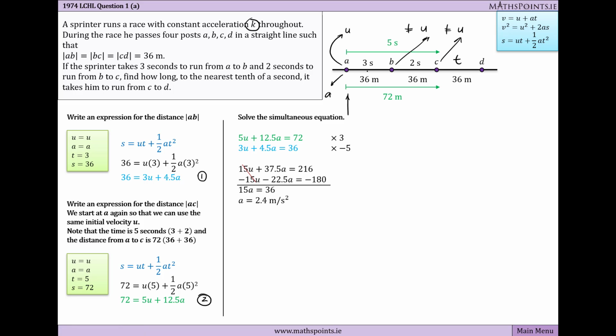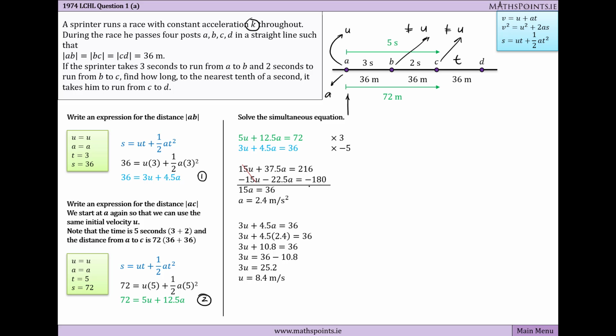And that's the acceleration throughout the race. For every second that passes, this runner is increasing his speed by an additional 2.4 meters per second. To solve for U, I'm going to sub this value of A back into equation 1. I get 3U plus 4.5 times 2.4 equals 36. So 3U plus 10.8 is 36, subtract the 10.8 from both sides, and 3U is equal to 25.2. Divide both sides by 3, and U is equal to 8.4 meters per second.